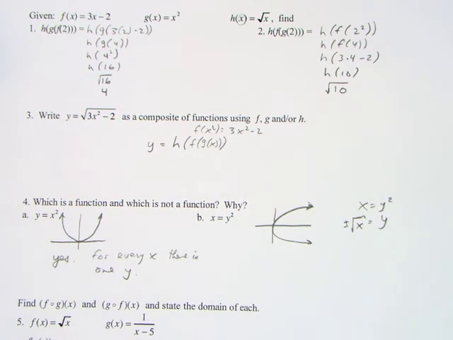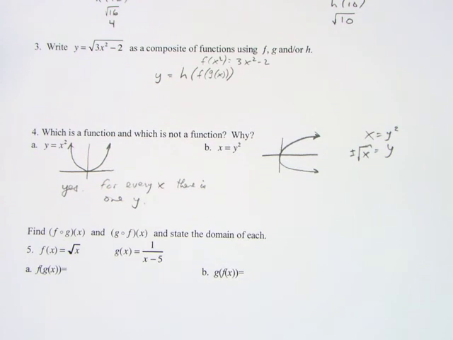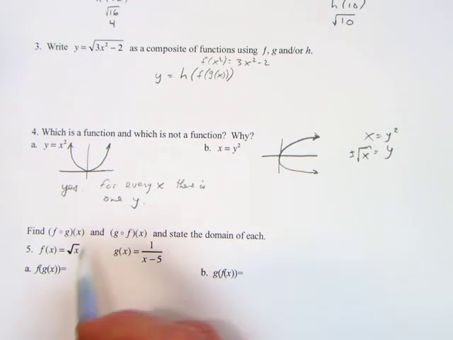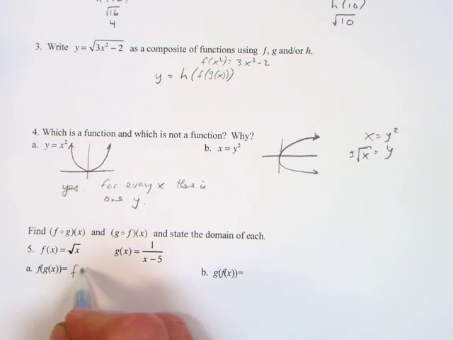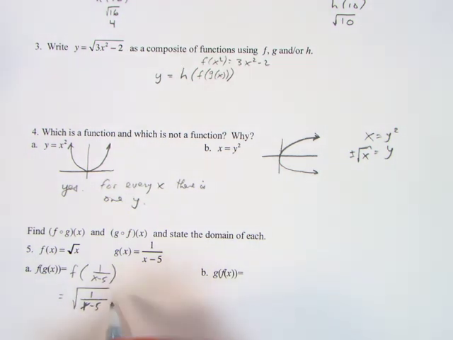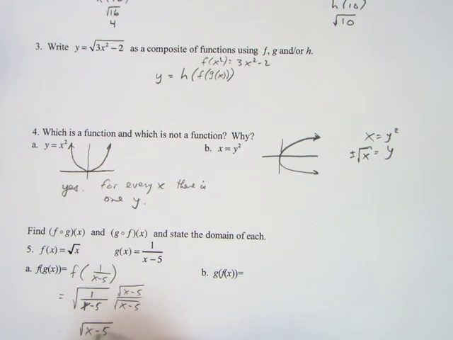Let's look at the next one. We have number 5. f of g of x is going to be f of 1 over x minus 5. So we'll plug that into the square root. So we have the square root of 1 over x minus 5. For right now, we're still rationalizing things, although we do have to be careful about that. When we multiply by root x minus 5 over root x minus 5, we get root x minus 5 over the quantity x minus 5.